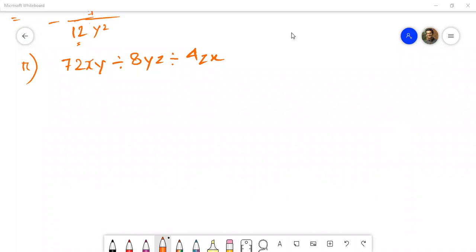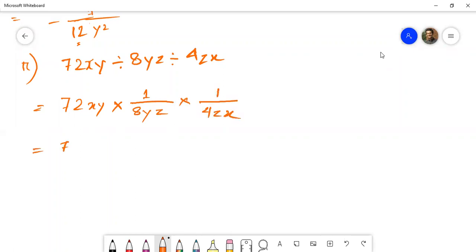Sibyl, you did it wrong, dear. It is 9/4 z square. The x goes away. Let me do it for all of you again. The x goes away, dear. So what you get is 72xy multiplied. We changed the order of the division to multiplication and also the side of the numerator to denominator, like this: 1/8yz multiplied by 1/4zx.